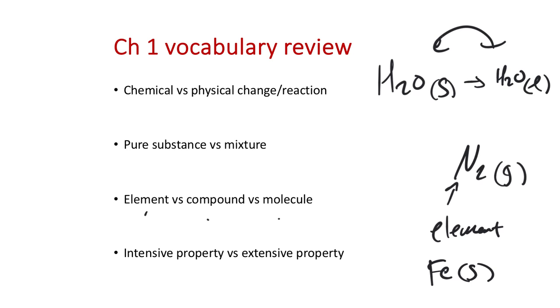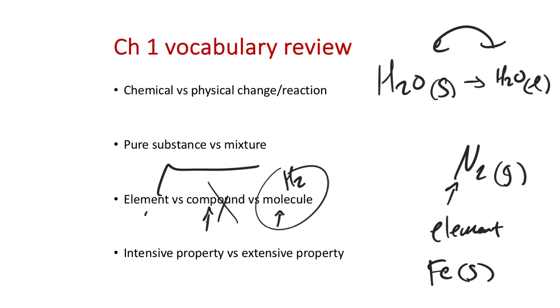Okay, and so then compounds are 2 plus elements making a compound, and then a molecule is just 2 plus atoms. And so H2 or N2, these are molecules but not compounds, but they're certainly elements. H2 is an element, it's a molecule, but it's not a compound because you have to have 2 elements present. Then you look at something like water. Water is a molecule, it's a compound, but it's obviously not a pure element. It has 2 elements.